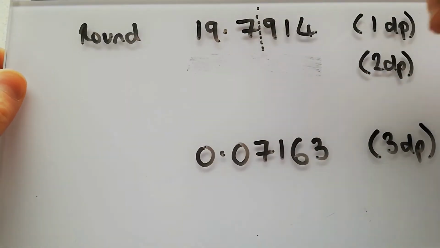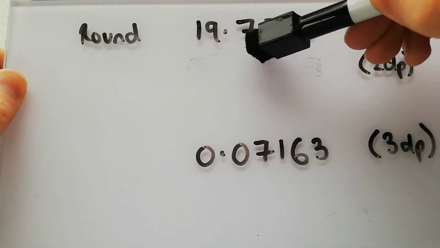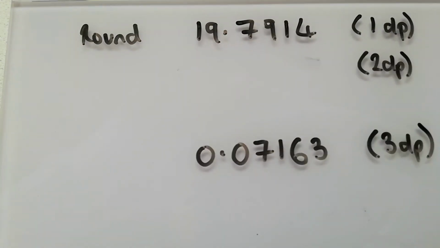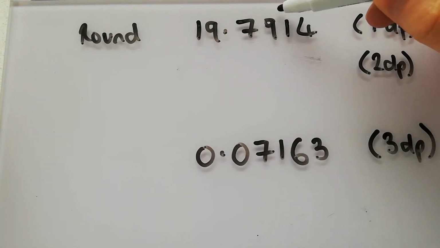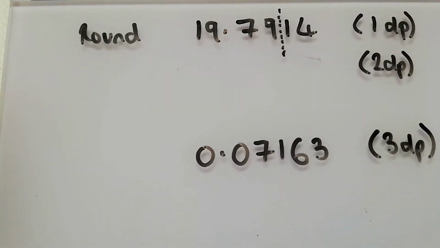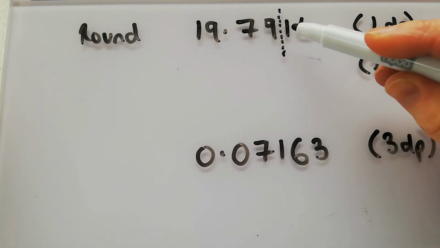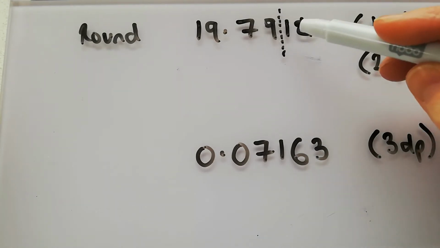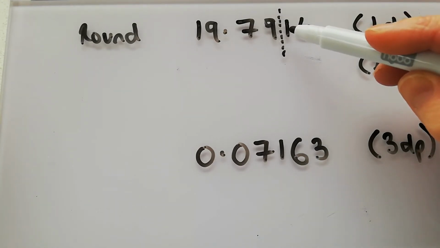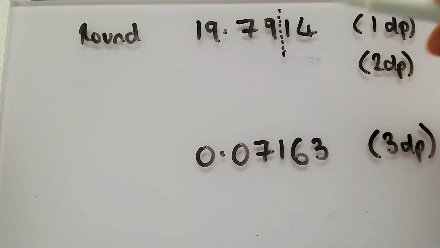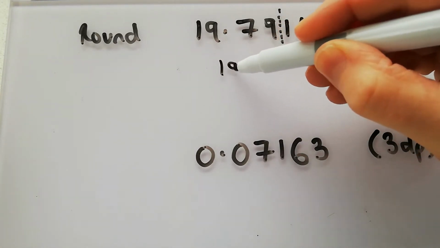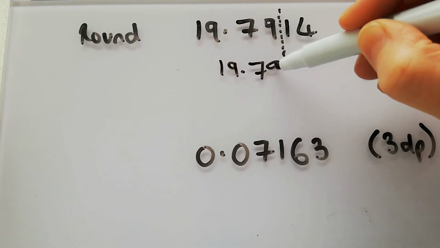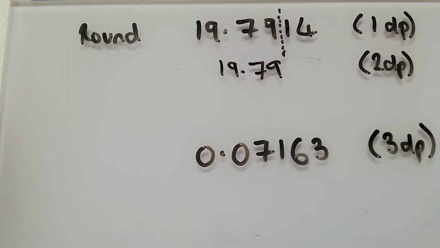Looking at it to 2 decimal places, if I make a cut after the second decimal place and look at what happens to the right of the line, this time it's 1 to the right of the line, which is less than 5, and so that would be 19.79 to 2 decimal places, so nothing would change.